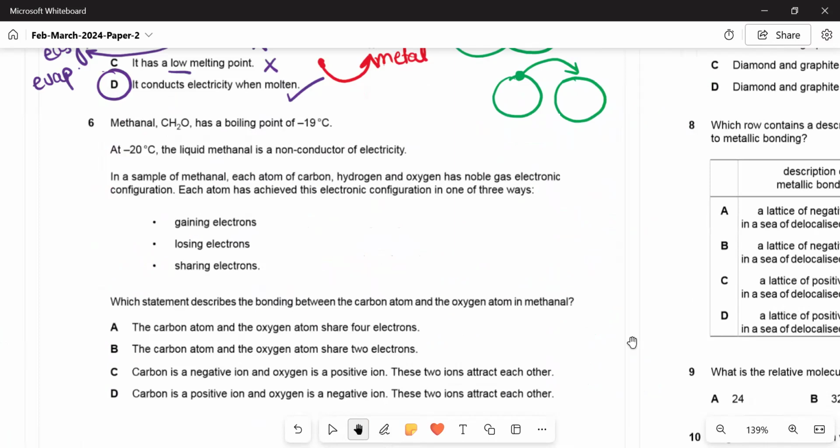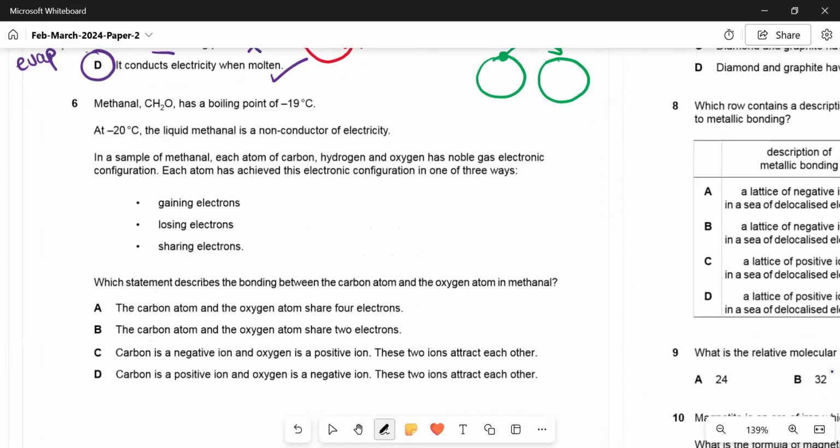Now we have question number 6. Methanol CH2O, as you can see, it's a covalent compound because it has all nonmetals involved. Methanol has a boiling point of minus 19 degrees Celsius, very, very low melting point, boiling point. At minus 20 degrees Celsius, the liquid methanol is a non-conductor of electricity.